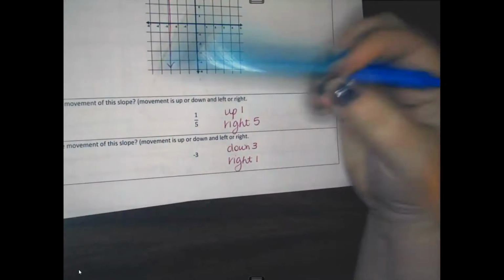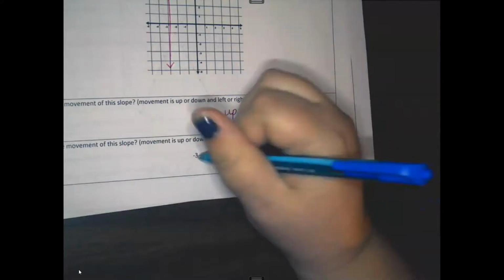What is the movement of the slope? Remember, movement is up and down and left and right. So this is going to go up 1 because it's positive, and positive is up, and to the right 5. My movement for negative 3, if I remember, I can stick it over 1, is down 3 and to the right 1.